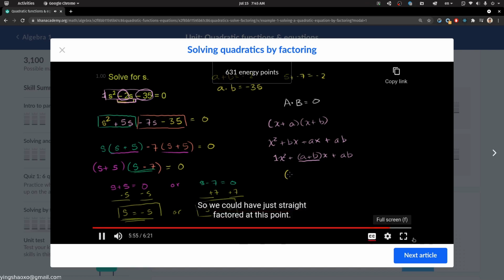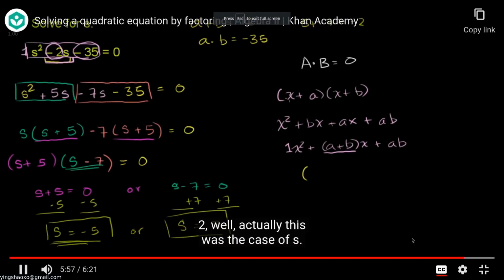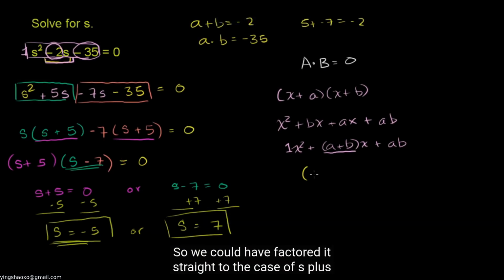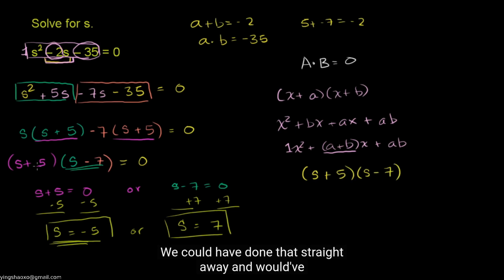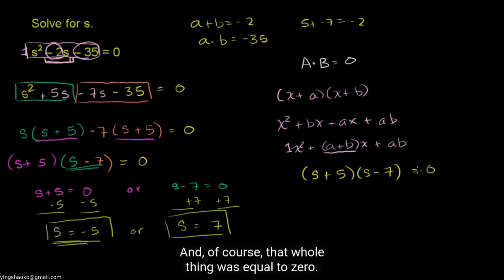So we could have just straight factored at this point. Well, actually this was the case of s, so we could have factored it straight to s plus 5 times s minus 7. We could have done that straight away, and we've gotten to that right there. And of course, that whole thing was equal to 0. So that would have been a little bit of a shortcut, but factoring by grouping is a completely appropriate way to do it as well.